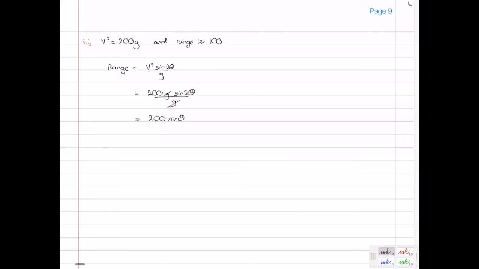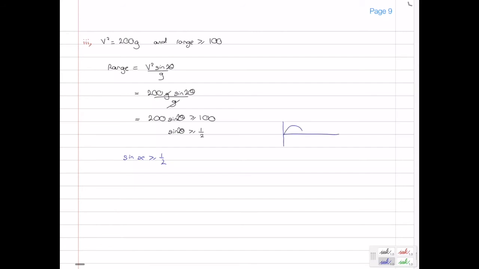So that's an expression for the range, but we also know that the range is greater than or equal to 100, so we can put that in. This has to be greater than or equal to 100, and dividing by 200 on both sides gives us sine 2 theta is greater than or equal to a half. So how do we solve this? Let's take a slightly easier case, sine of x is greater than or equal to a half. To solve this, we're just going to sketch sine of x.